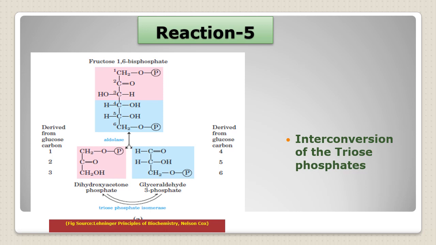So in this reaction, dihydroxyacetone phosphate is readily and reversibly converted to glyceraldehyde 3-phosphate by the enzyme triose phosphate isomerase, as we can see in blue letters. So this reaction completes the preparatory phase of glycolysis.